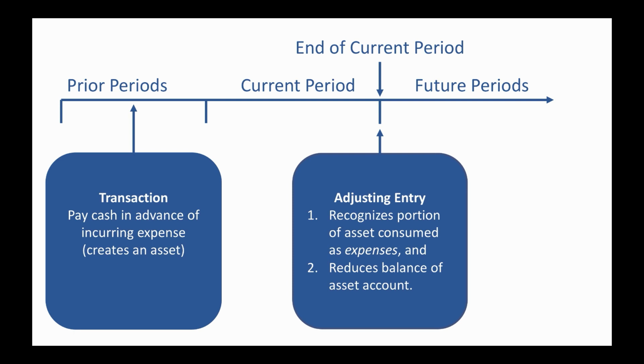Three common examples of adjusting entries to convert assets to expenses are the recognition of depreciation expense on plant assets, the using up of office supplies during the period, and the expiration of prepaid insurance. The adjusting entry is made at the end of the current period to recognize the converting of the prepaid asset into an expense. The asset account is reduced and the expense account is increased.